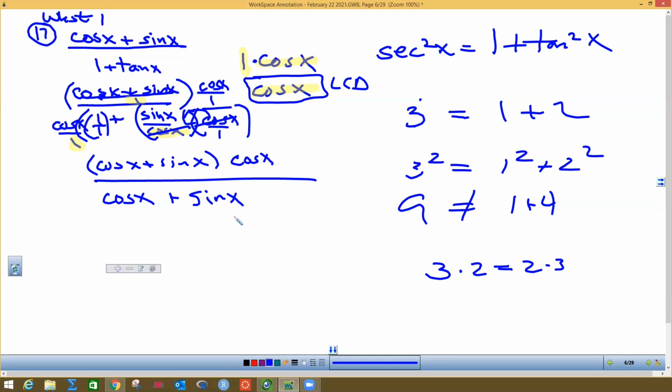Now, can anybody tell me why I did not distribute cosine on the top? Look at the problem. Look at the parentheses on top. Look at your denominator. What do you notice about them? They're the same thing. What do they reduce? What do they do? Anybody? They reduce. This goes to 1, and this goes to 1. So on the top, I'm left with 1 times cosine, which is cosine. On the bottom, I got 1, so there's my answer.